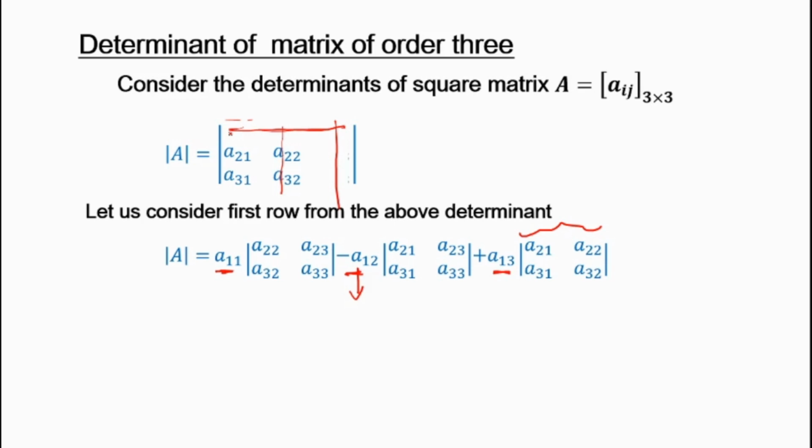So here the determinant of A is A11 into determinant of A22, A23, A32, A33, minus A12 into determinant of A21, A23, A31, A33, plus A13 into determinant of A21, A22, A31, A32. So these are the determinants obtained by deleting the rows and columns in which these elements are present.